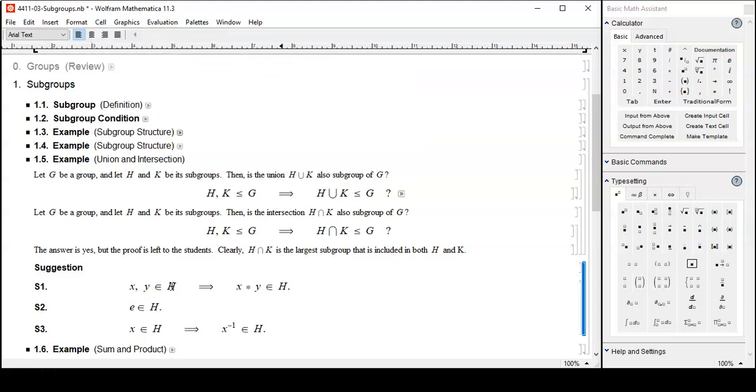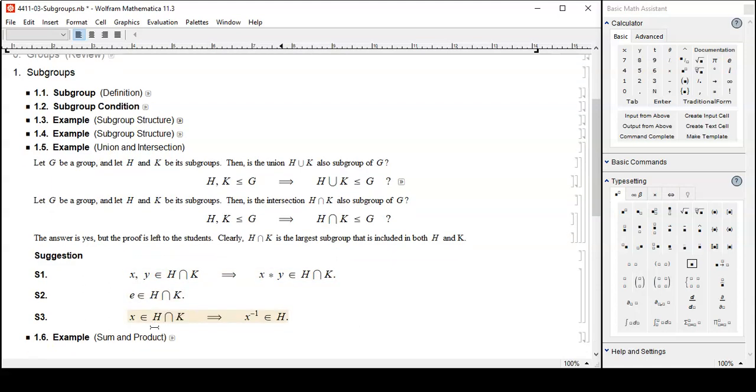So x and y are coming from H intersection K. Then x star y is also a member of H intersection K. Well, that's what you have to establish. This one, S2, is going to be relatively simple.